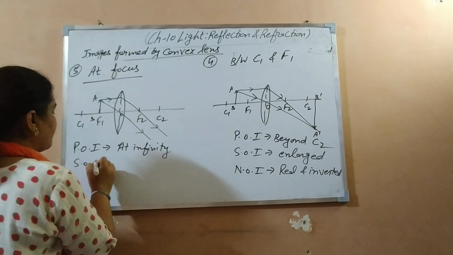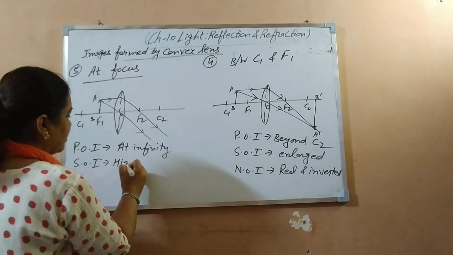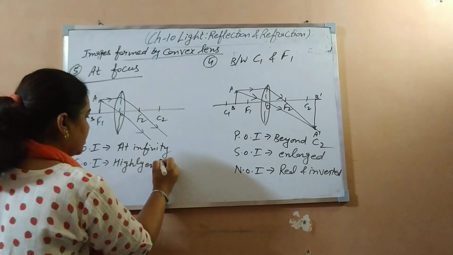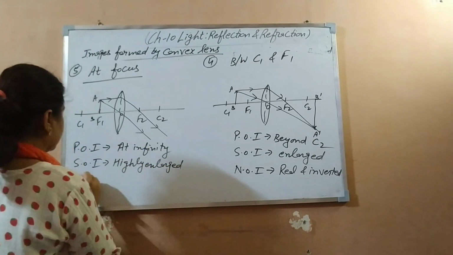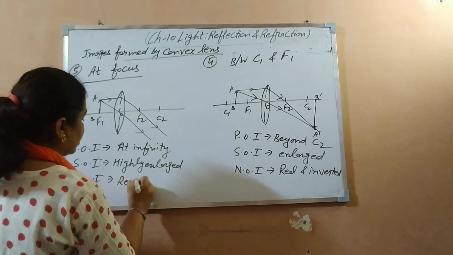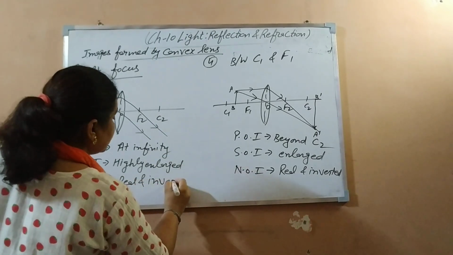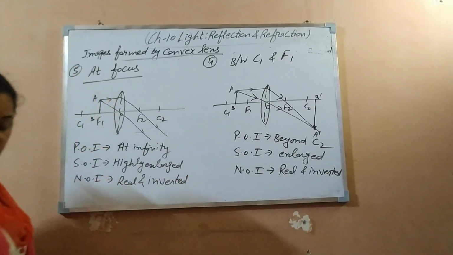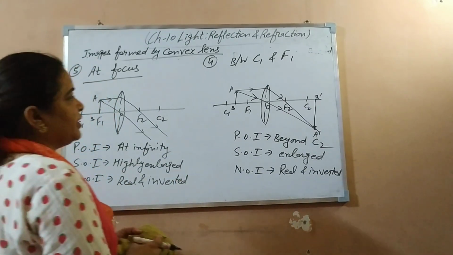And what is the size of the image? We will say highly enlarged. And what is the nature of the image? The nature of the image is here also real and inverted. In these 5 cases, a convex lens forms a real and inverted image.